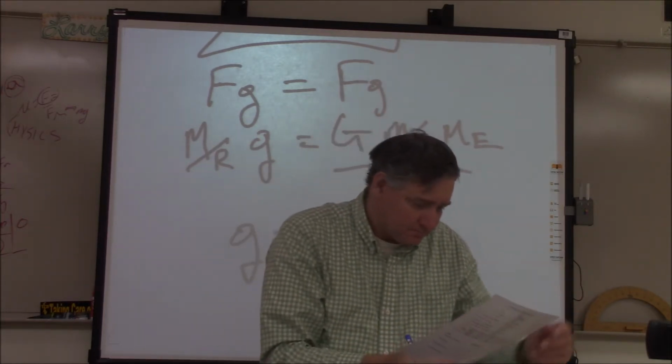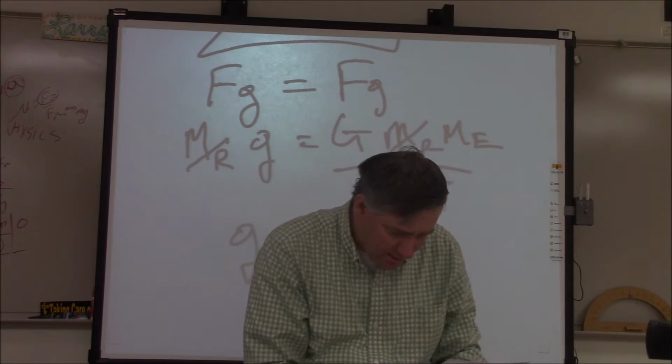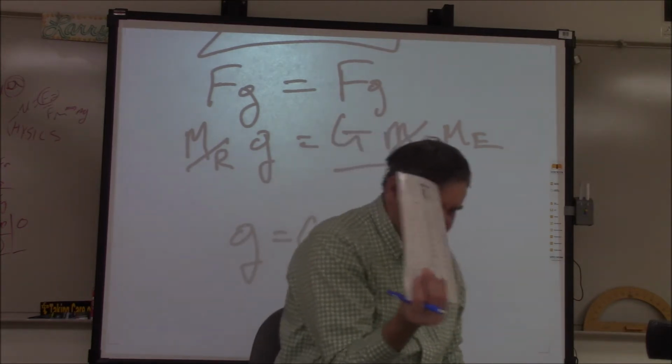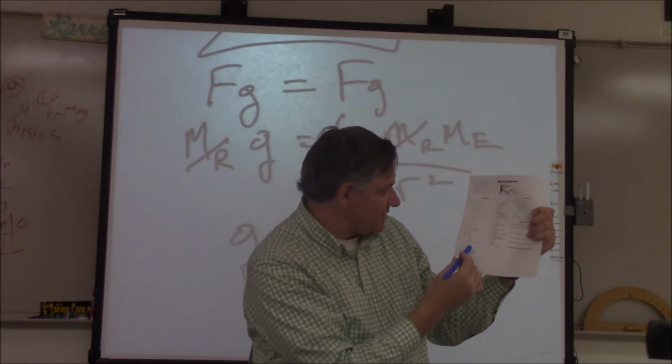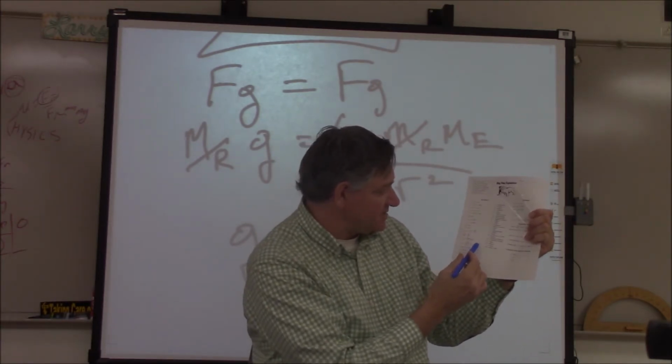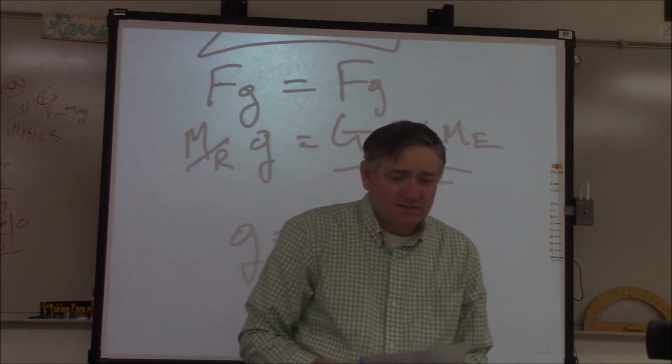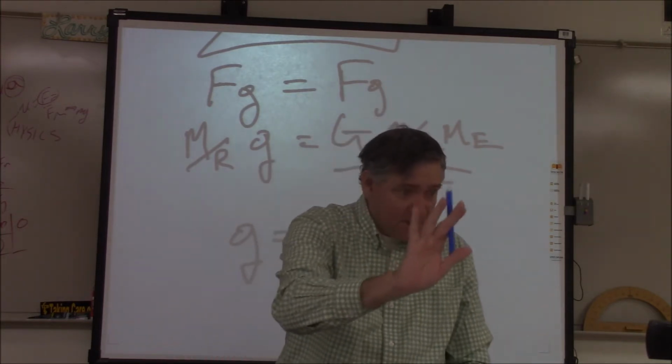So if you look on your equation sheet, right over here, you've got this equation right here that little g equals big G m over r squared. So let's talk about what this is.